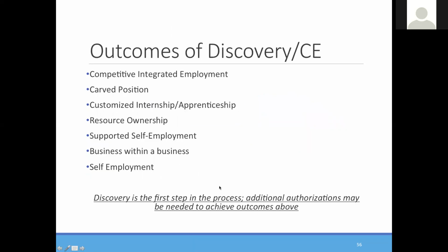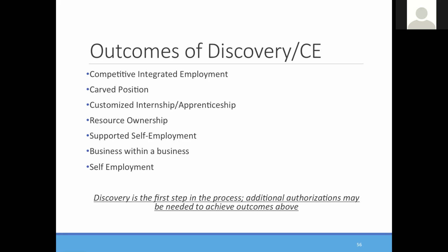So outcomes, again, of discovery is it could be competitive integrated employment. It might be wage, traditional wage employment. It could be a carved position. It could be a customized internship or apprenticeship. It could be resource ownership.